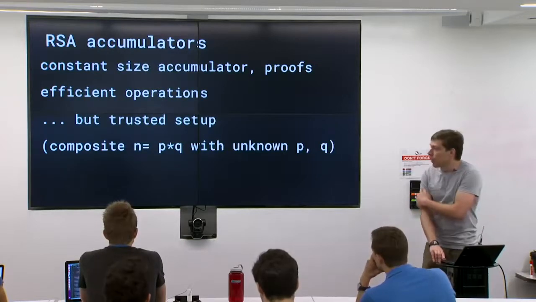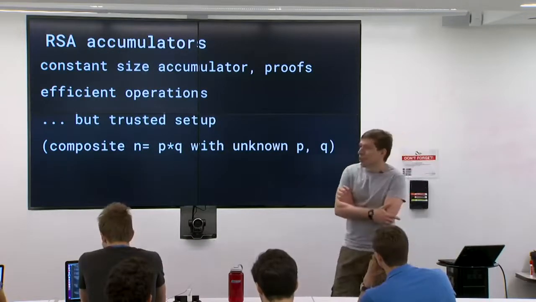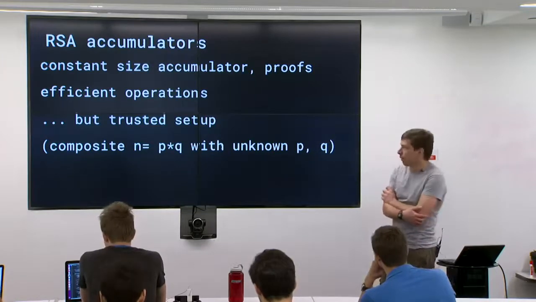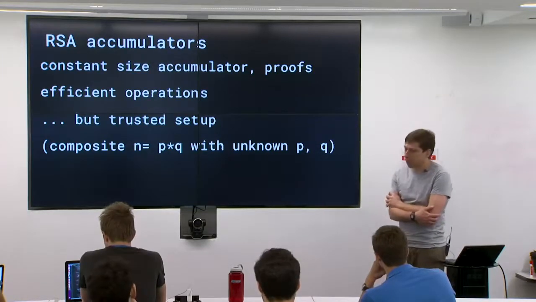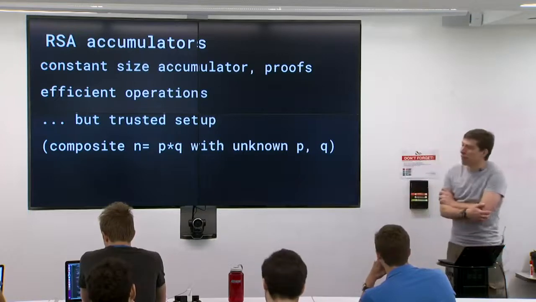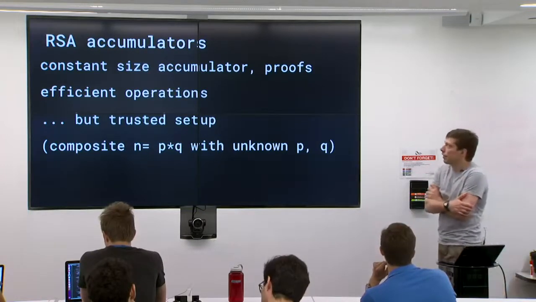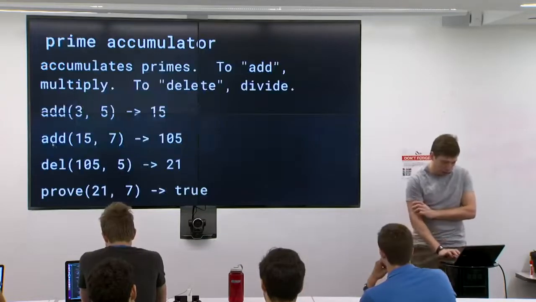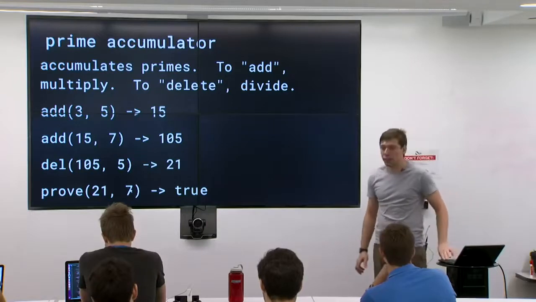So there are RSA accumulators, which are some of the most well-known. You've got some RSA number, which is basically a product of two large primes. The accumulator itself is of constant size, and the proofs are also of constant size. So we call this a proof. You're just giving the number itself in this case.